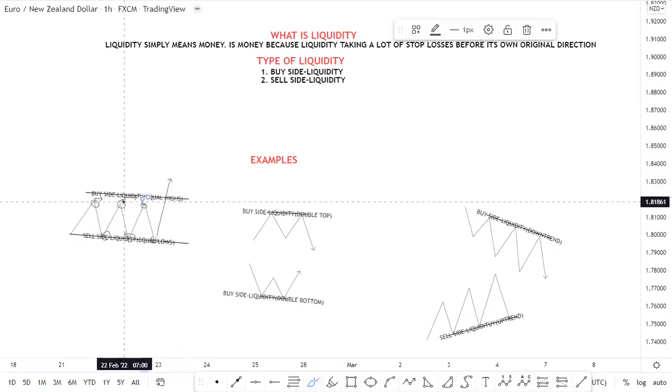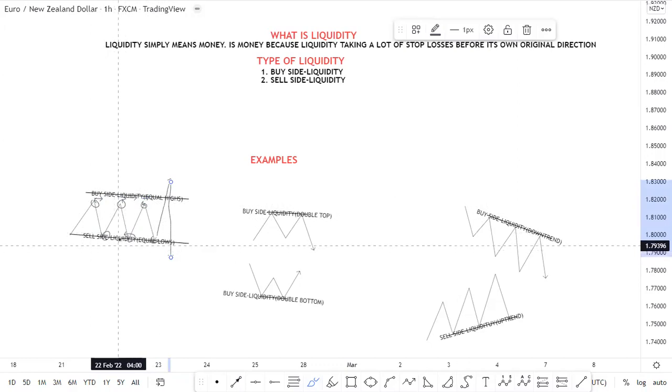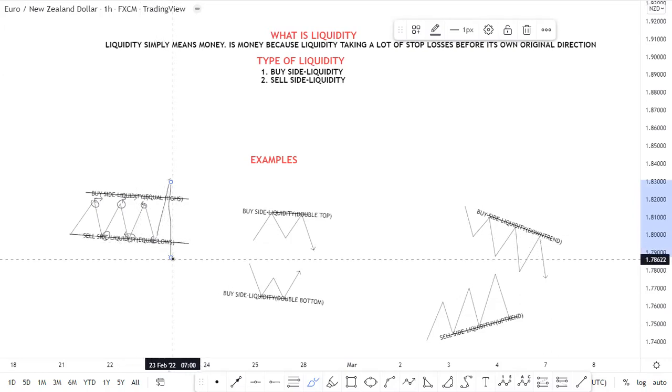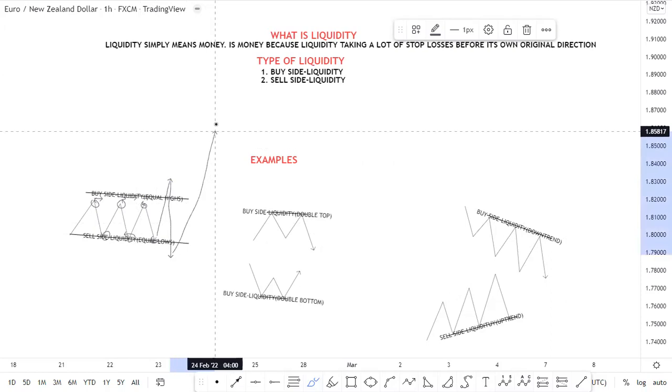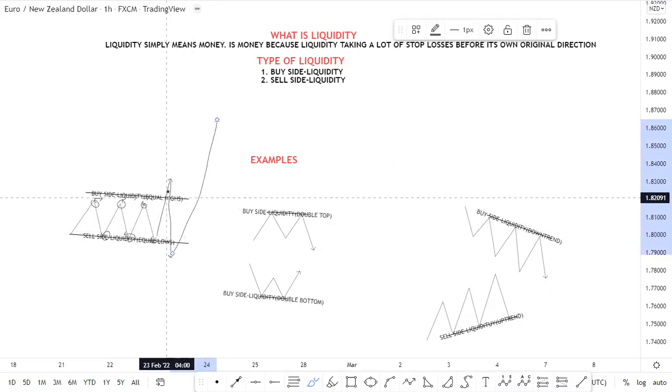So price will eventually push to the upside, hitting all the stop losses around this area before it will move to the downside, hitting all the stop losses because people are also buying here. So it will push to the downside, taking all the stop losses around this area before a strong move to the upside. Hope you are getting it.